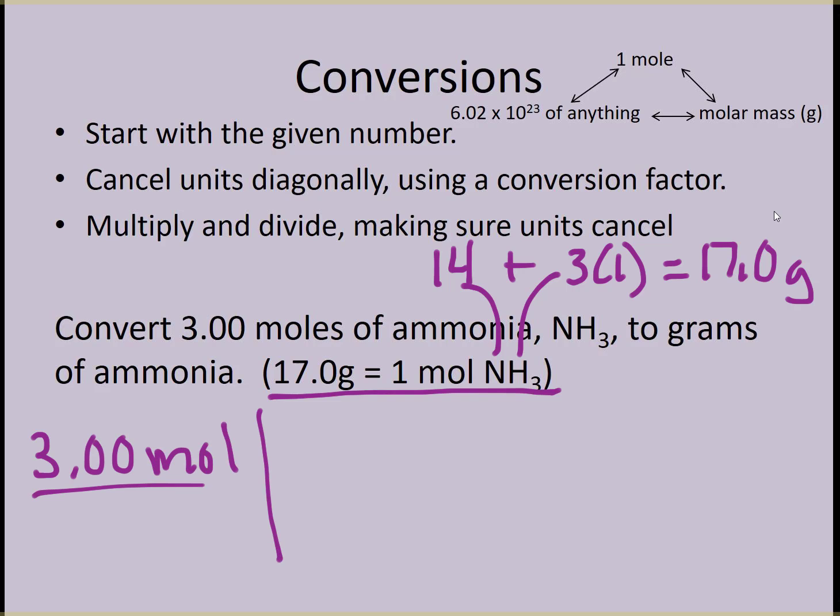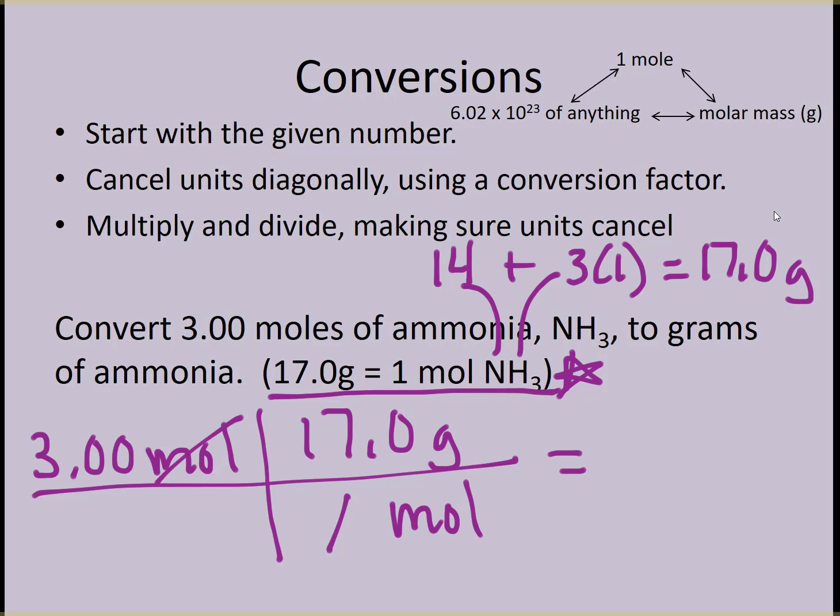I make sure that I write that down. And then I want to cancel out moles, so that goes down below. And I'm going to use this conversion factor right here. 1 mole is equal to 17 grams. My moles is going to cancel because one's on the top and one's on the bottom. And then I'm left to multiply and divide. So when I go across, I multiply, and when I go down, I divide. So I'm going to go 3 times 17 divided by 1. And when I do this, I get 51.0 grams of my ammonia.